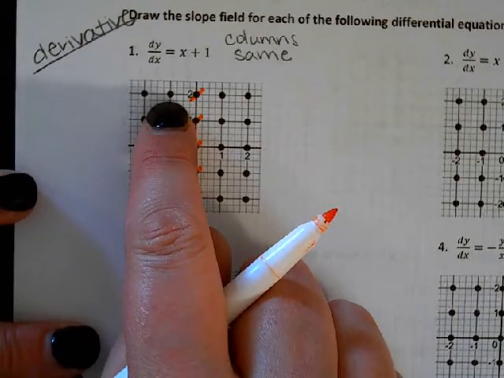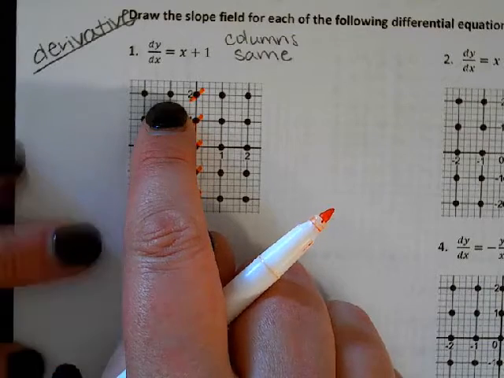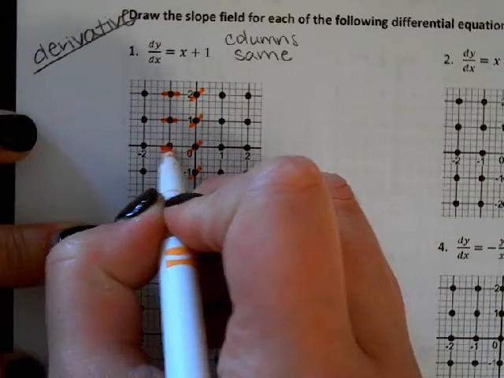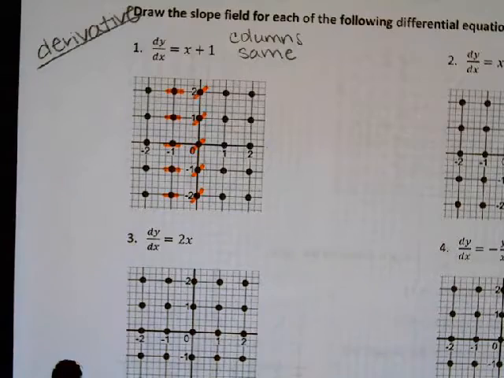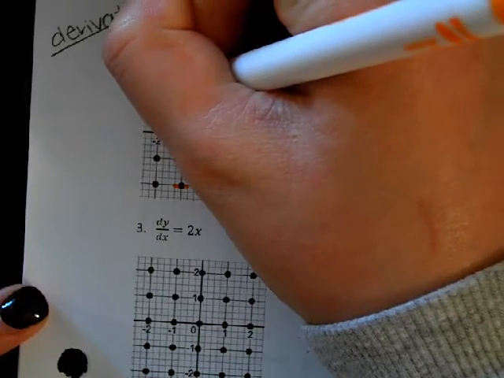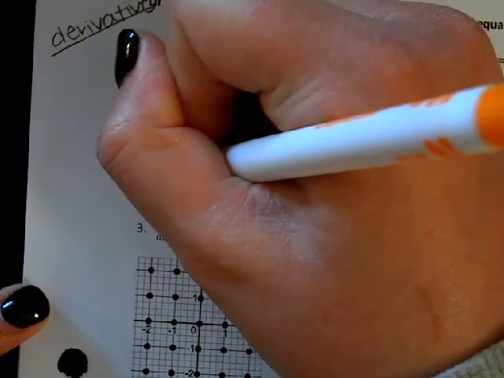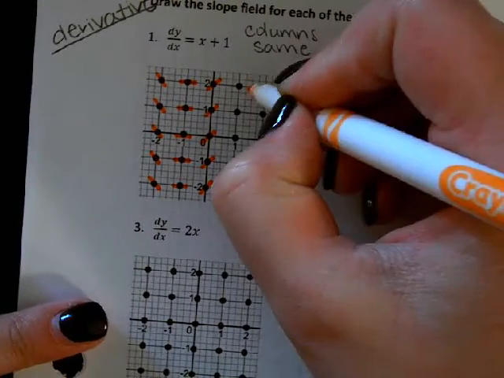If we plug in -1, what's the slope going to be? 0. If we plug in -2, what is the slope going to be? -1. Okay, so those three are easy to draw. If we plug in 1, what is the slope going to be? 2. So this one's a little bit tougher to draw.